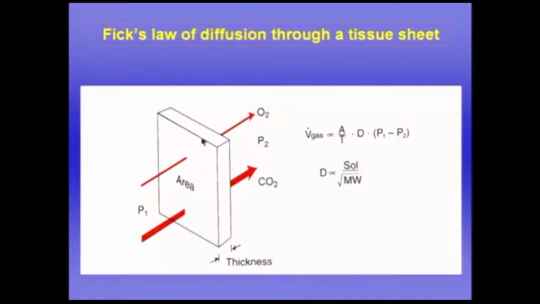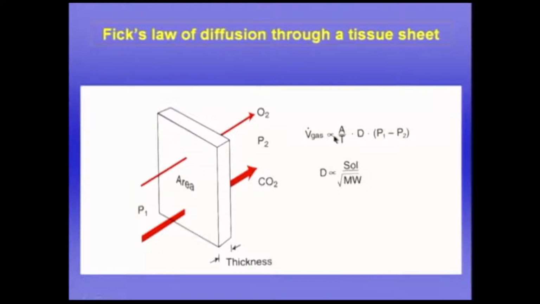We have a tissue sheet, for example, something like a postage stamp. Then the volume of gas which moves across the tissue sheet is proportional to the area of the sheet, proportional to a constant, which is called the diffusion constant, and the difference in partial pressure between one side of the sheet and the other. It's also inversely proportional to the thickness of the sheet. And so what this means is that we need as thin a sheet as possible and as large an area as possible.